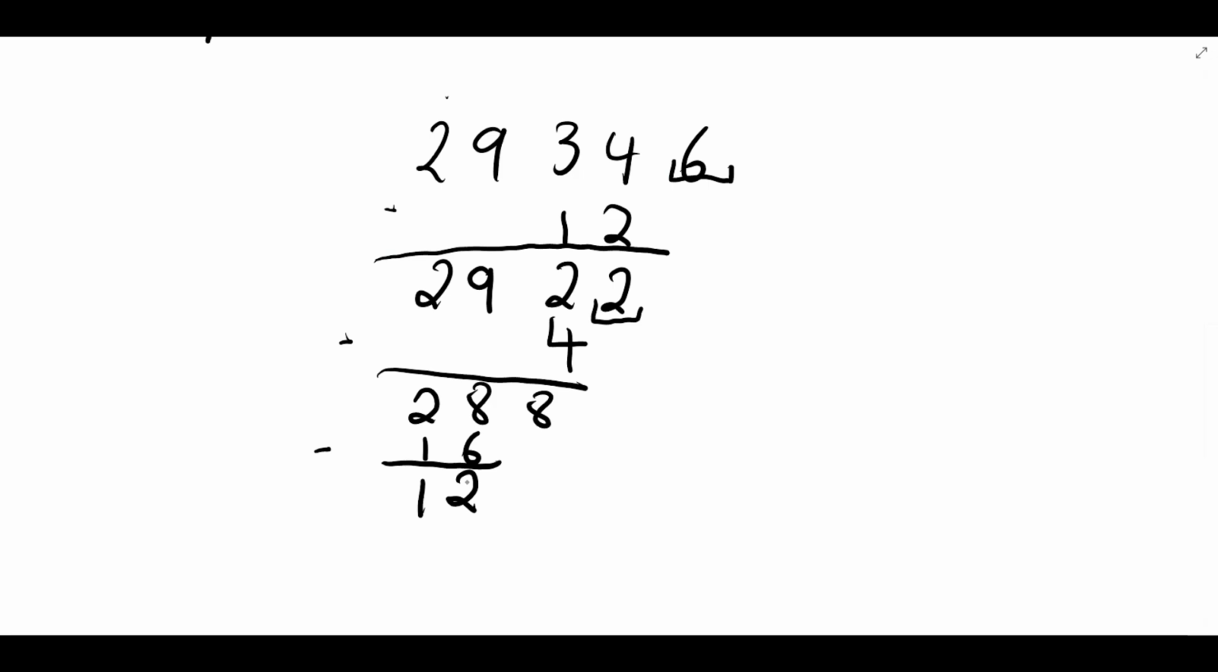And of course 12 is not divisible by 7, so that means 29,346 is also not divisible by 7. That's how it works. I hope you understood this simple technique.